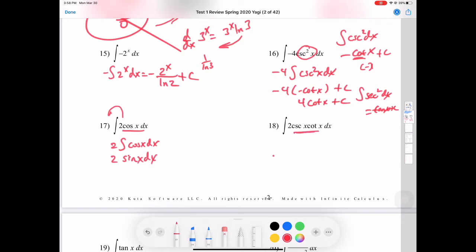Cosecant cotangent, that's a rule for us. The integral of cosecant x cotangent x is negative cosecant of x. A straight identity. So it's 2 times the integral of cosecant of x cotangent of x, which is negative 2 cosecant of x plus c. Oops, over there, plus c. I messed up over here. Too fast.